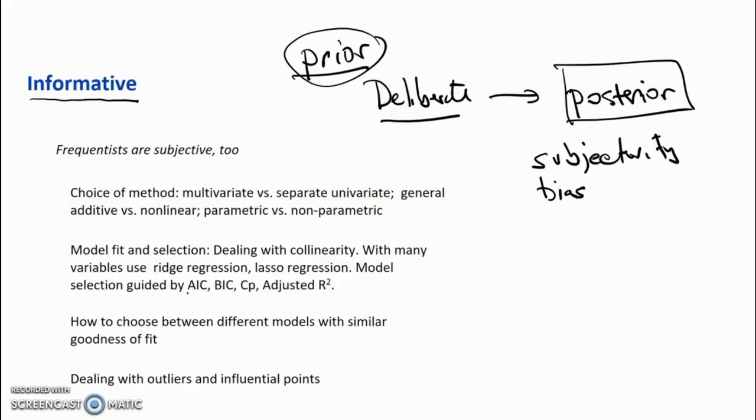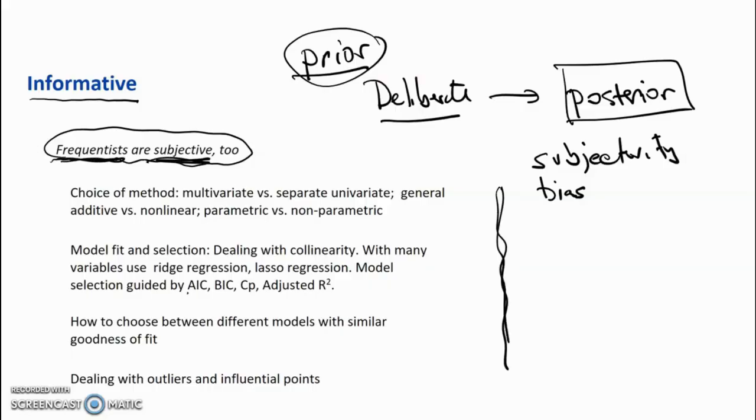The first way is to say, okay, let's not kid ourselves. The kind of analysis that we do as frequentists also involves high levels of subjectivity. I'm just going to go through a very quick list of things that are subjective. I'm going to say it in the context of frequentism, but many of these issues also arise in Bayesian analysis. So, where are some subjective choices? If we've got multiple dependent variables, do we use multivariate analysis or separate univariate analysis? If we've got a nonlinear function, do we use generalized additive models or nonlinear models? Do we use parametric versus non-parametric?